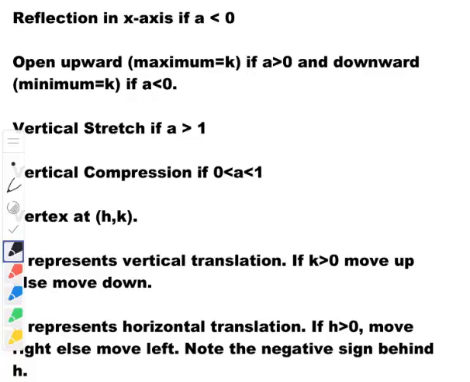Now, depending on the value of a, just to recall what you learned in grade 10, if a is less than 0, then there is a reflection on the x-axis. And if a is greater than 0, then the parabola opens upward. So this is the case that a is greater than 0, and this is the case when a is less than 0. In the case of a greater than 0, the vertex is the minimum point, and in the case of a less than 0, the vertex is a maximum point.